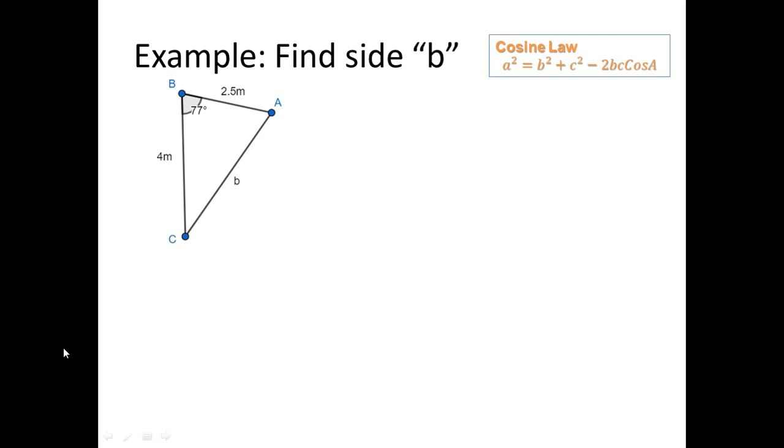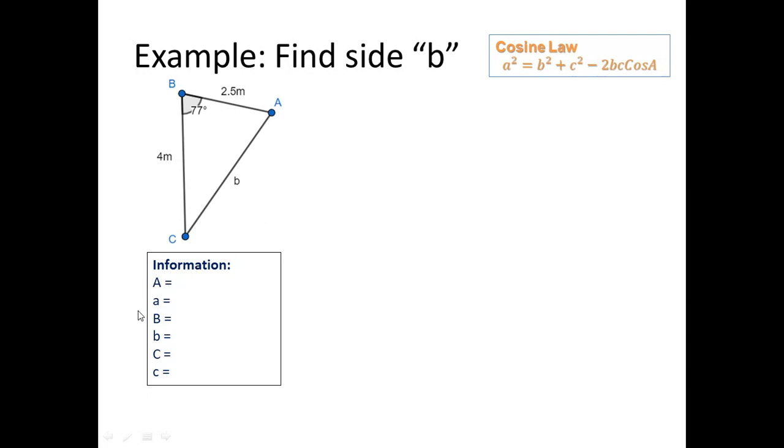In this example, we're asked to use cosine law to find side B. We see that this is a side angle side sandwich, so I know for sure that this could use the cosine law. Let's sort out our information by sticking everything in the information box.